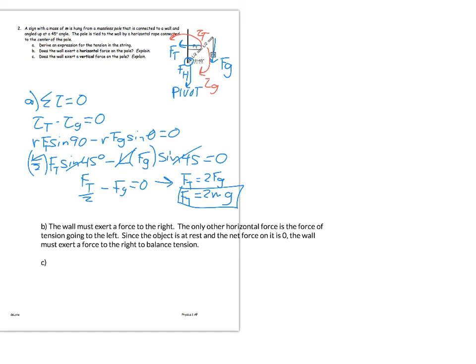The second part asks, does the wall exert a vertical force on the pole? We're going to think about the same thing here. I'm going to consider what vertical forces we have, and we only have the force of gravity, and so therefore the wall once again needs to create a vertical force here going up to balance the force of gravity so that the net force on the object can remain 0.